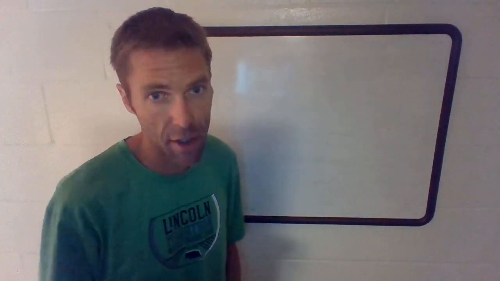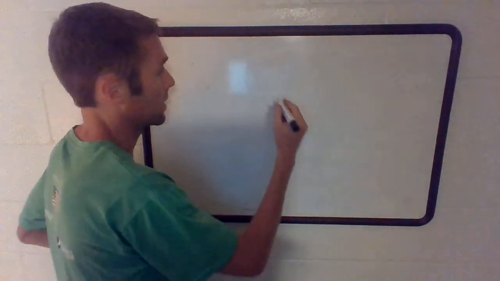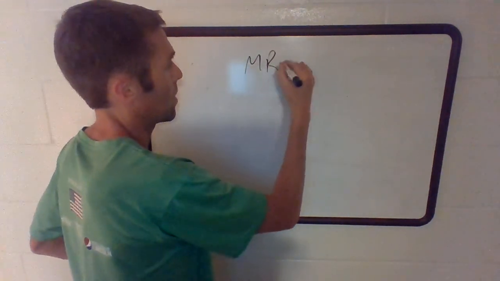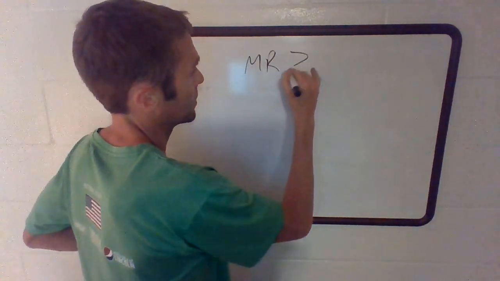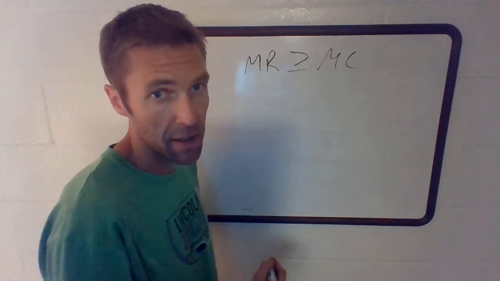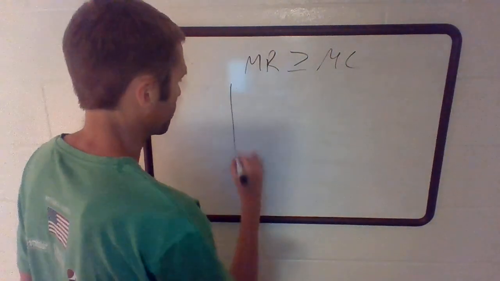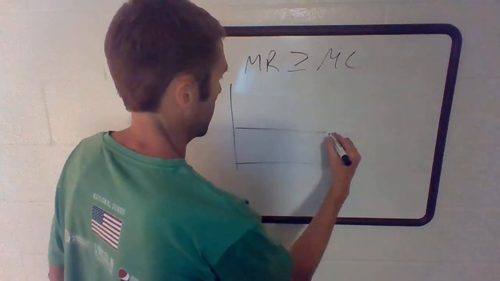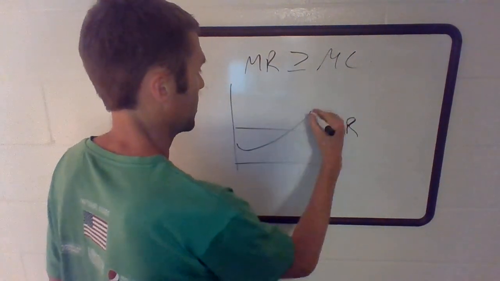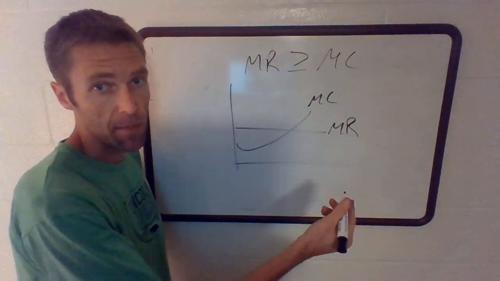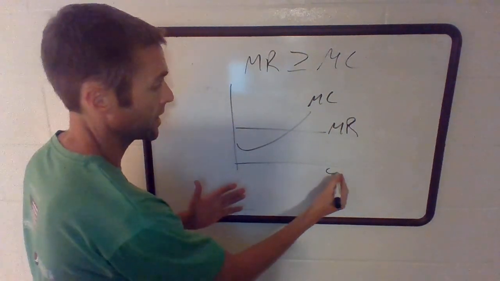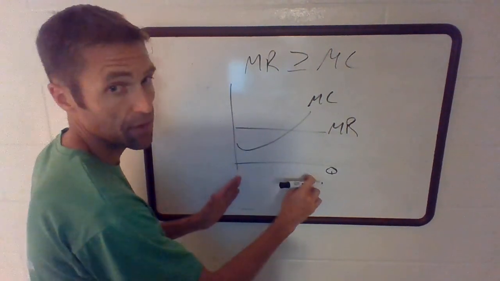The traditional decision rule that we have in economics is to produce so long as marginal revenue is greater than or equal to marginal cost. This is assuming a constant marginal revenue and an increasing marginal cost, and we're just looking at each individual successive unit.